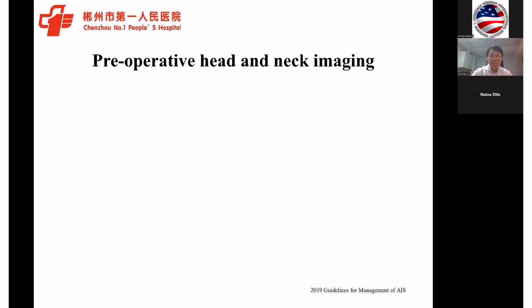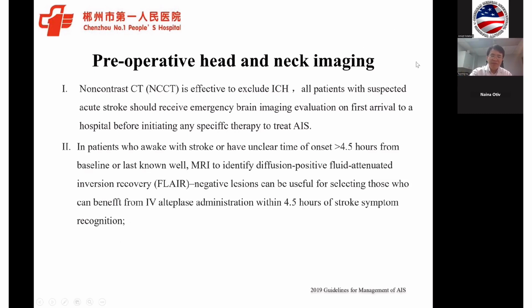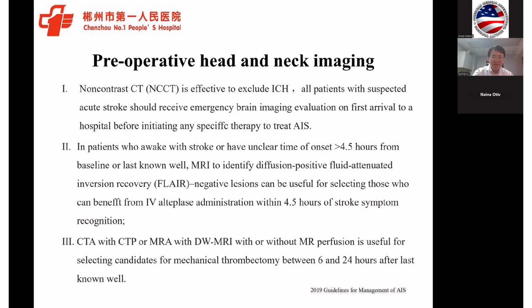Some preoperative head and neck imaging should be taken. One is non-contrast CT, which is effective to exclude ICH. Patients with suspected acute stroke should receive this examination. And for patients who wake up with stroke or have unclear time of onset, more than 4.5 hours, we need to take MRI to identify diffusion positive. And the CTA with CTP or MRA with DWI MRI with or without MRP is useful for selecting patients for mechanical thrombectomy between 6 and 24 hours after last known well.